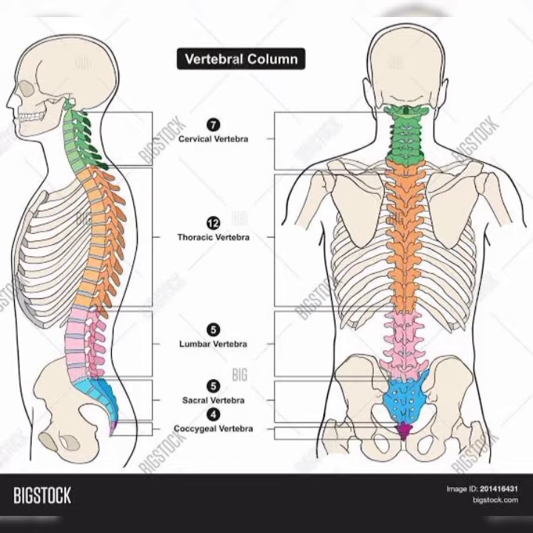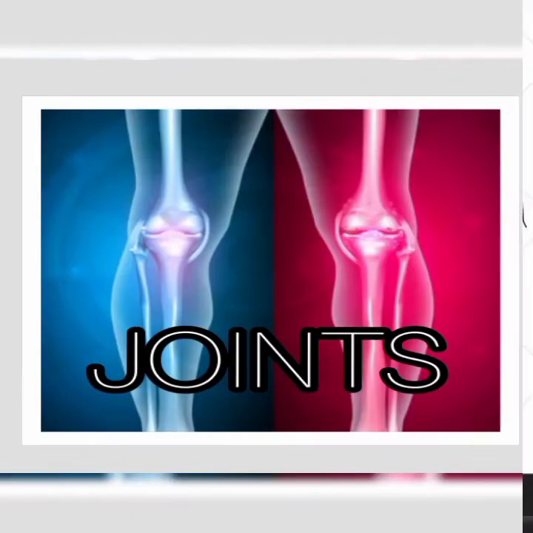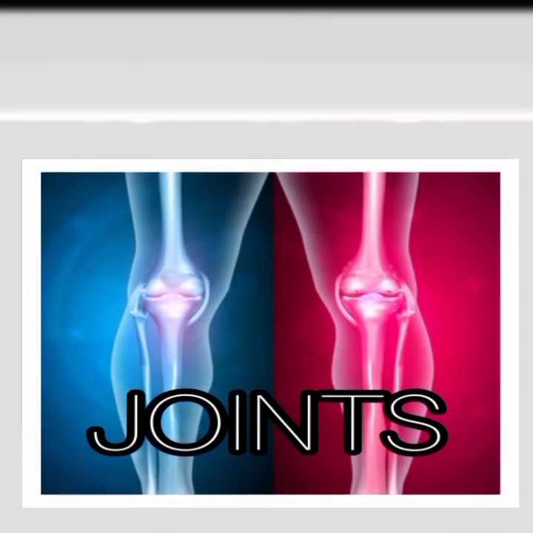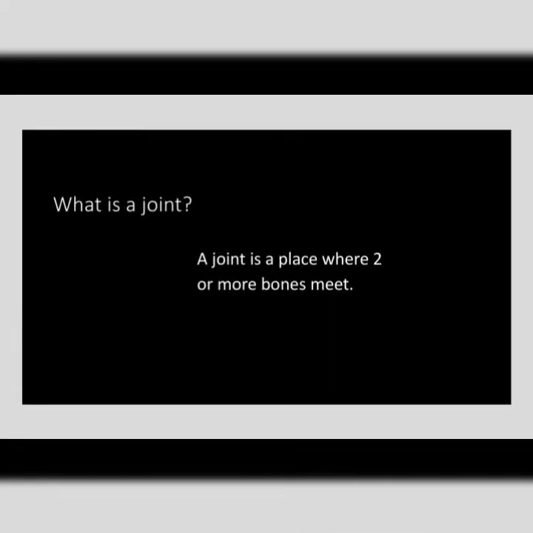Today we're going to be talking about something slightly different but a bit related. We're going to be talking about joints. What is a joint? Simply put, a joint is a place where two or more bones meet. So any place where two bones or more than two bones meet, we call that place a joint. Now, there are different types of joints in the body.